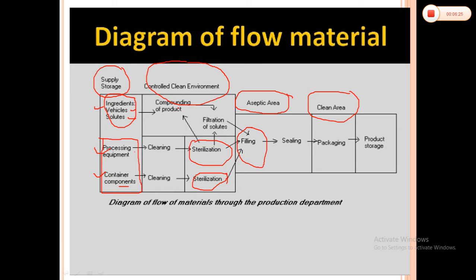Now, here we can observe that the compounding of the products is carried out in a controlled clean environment, while filling and sealing are carried out in an aseptic area. Now, what is the difference between the aseptic area and a controlled clean environment? And for the packaging purpose, again we move to the clean area.